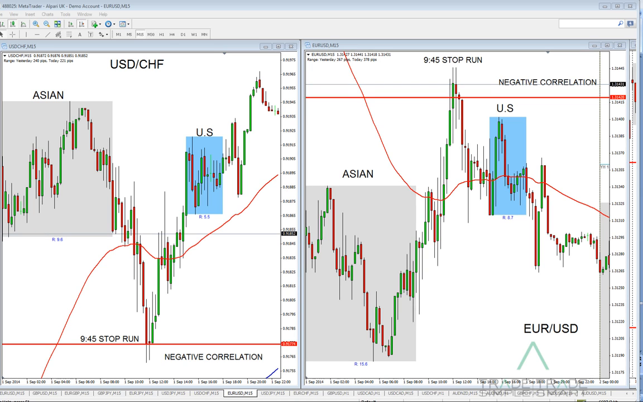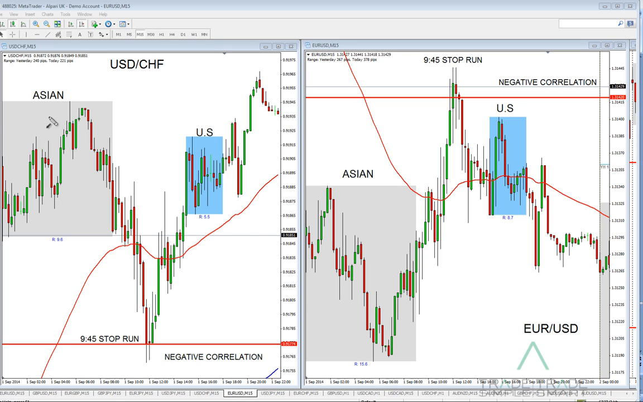So if, for example, we're looking at the dollar Swiss against the euro dollar, and they are highly negative in their correlation, and we're in a bear trend on the dollar Swiss and we see manipulation, and we also see the same manipulation taking place in a bull trend on the euro dollar, then the stop hunts will be correlated.